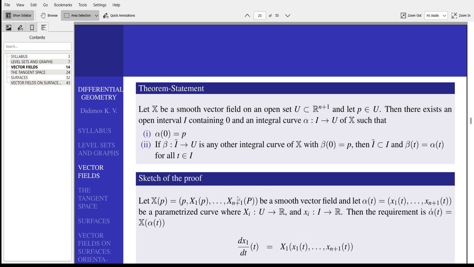From this you can solve, because alpha dot t is dx1 by dt. That is the left hand side, and the left hand side is a vector. At the point alpha of t, this alpha dot t assigns dx1 by dt, dx2 by dt, and so on. Clear? So this is d by dt of x1 of t. That should coincide with X of alpha of t. X of alpha of t is X1 of alpha of t. What is alpha of t? Alpha of t is x1 of t, x2 of t, etc.